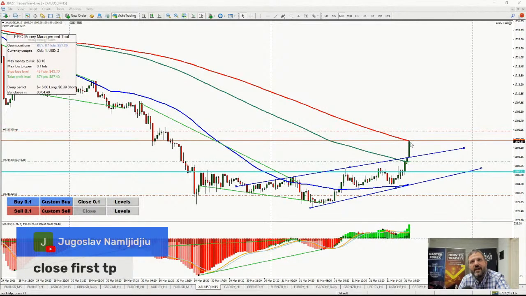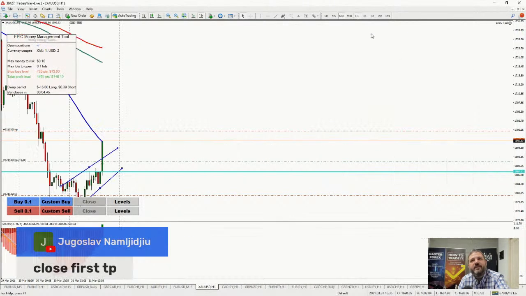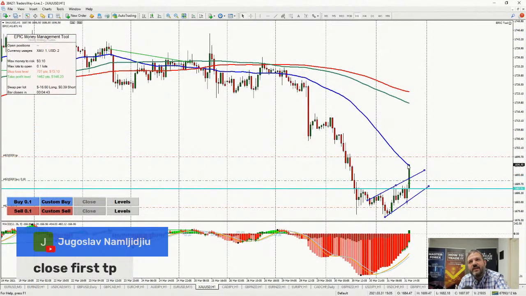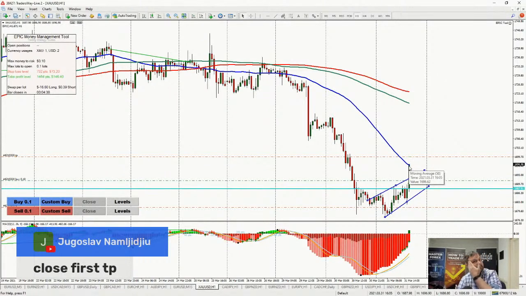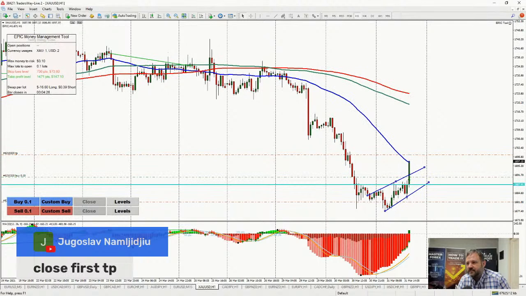This is what you call a resistance point. This is a 200 period moving average on a 15-minute chart, and it's also hitting the 50 on the 1 hour. Now remember though, this is what we call a short squeeze. You guys remember that, the short squeeze thing? This is a short squeeze. So all these shorts are going crazy right now.